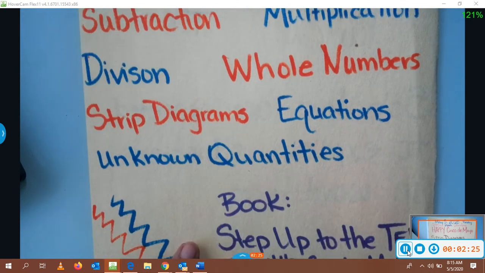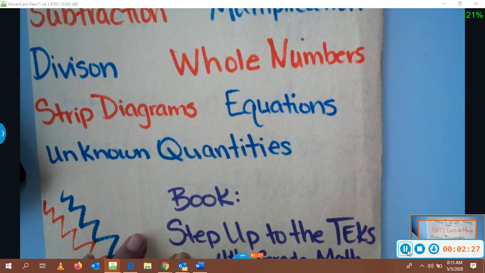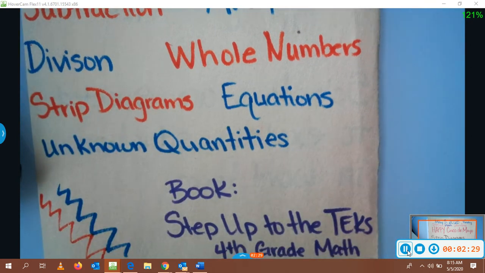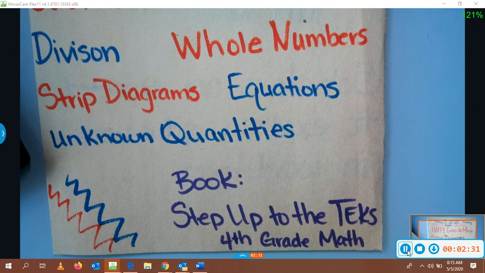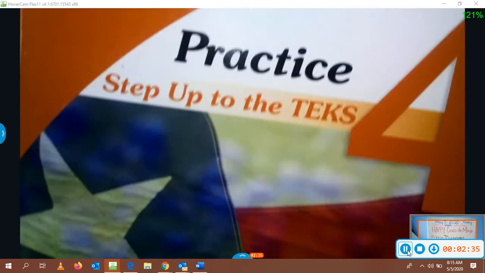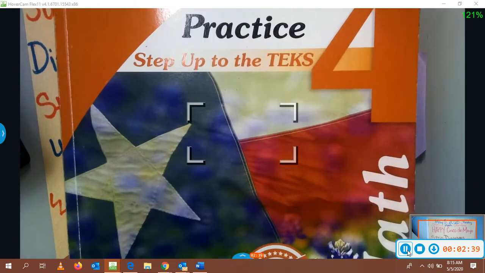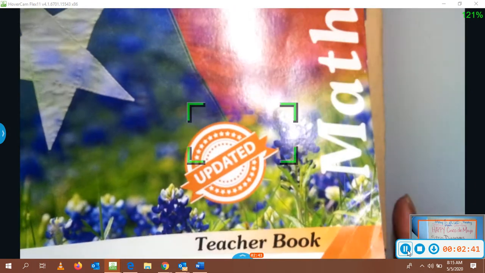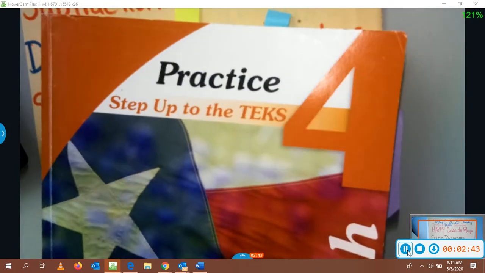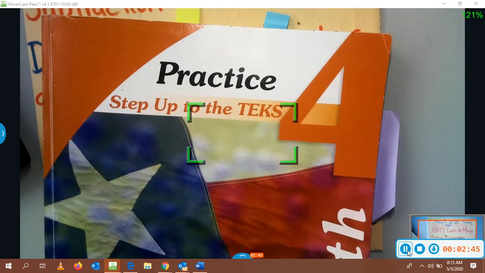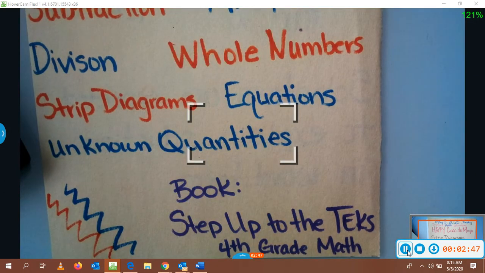The book that I'm going to be using today is Step Up to TEKS 4th grade math. It's the same book that we've been working with in the last couple of sessions, and it looks something like this. This is the teacher's book, but we also have the student books. You don't, but I do. So, this is the book we're coming from.